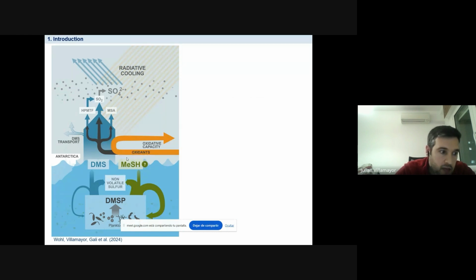But in this work, our colleagues from Barcelona nicely achieved to compile a global field of methanethiol, and we have been able to assess these effects, including this field of methanethiol in the CAMCHEM model.